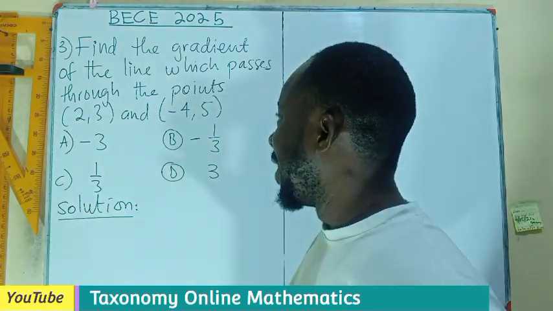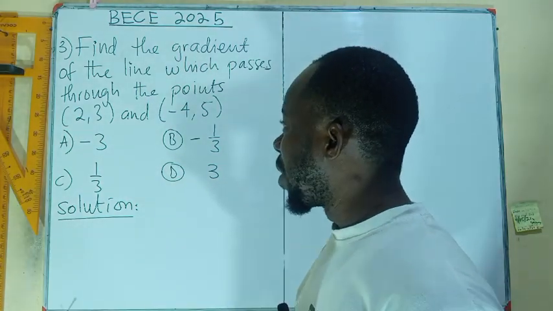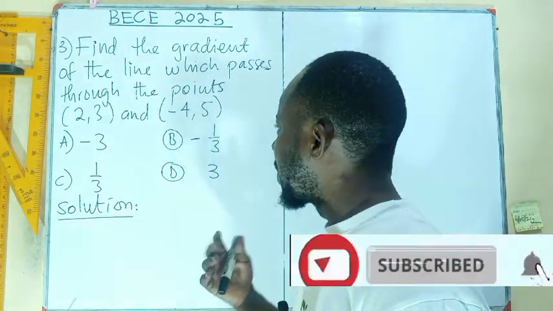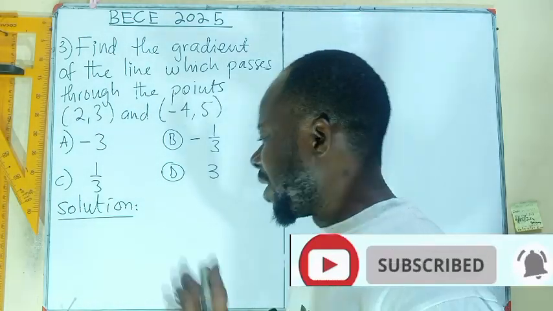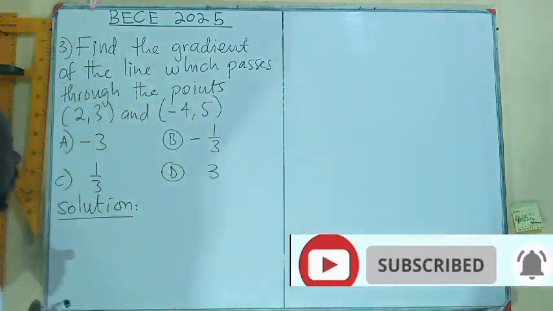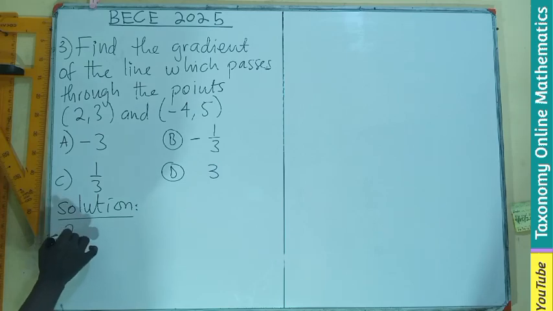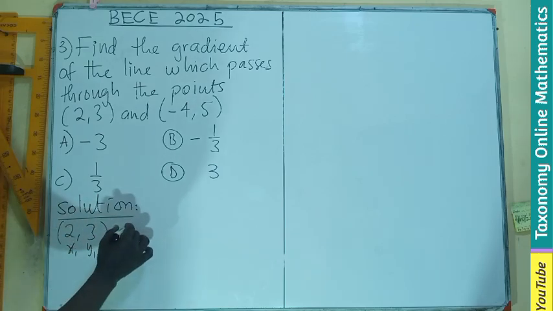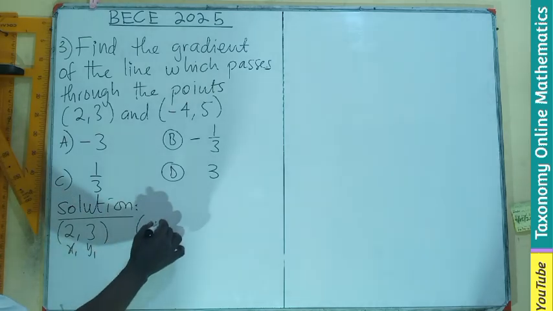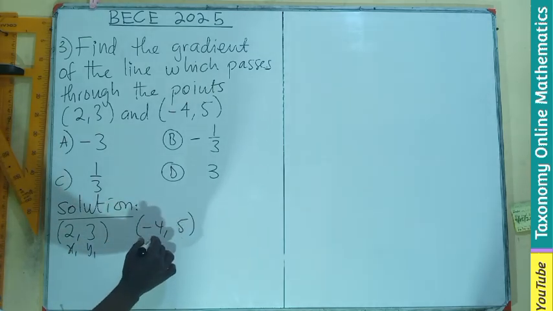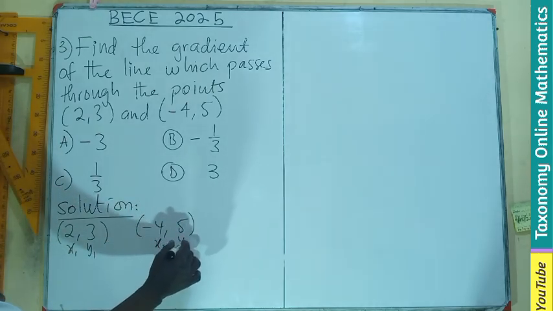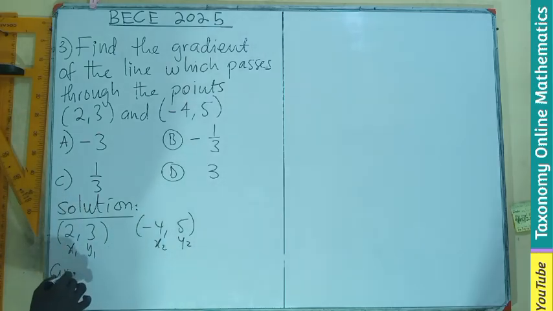We have a question number 3. We have to find the gradient of the line which passes through the point (2, 3) and (-4, 5). So by gradient, we can see that if I have the point (2, 3), this is my x1, y1. If I have the point (-4, 5), this is going to be my x2, y2. So how do we find gradient?